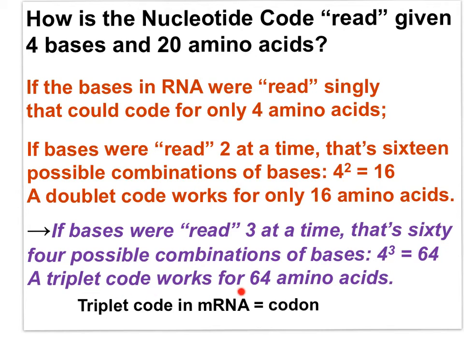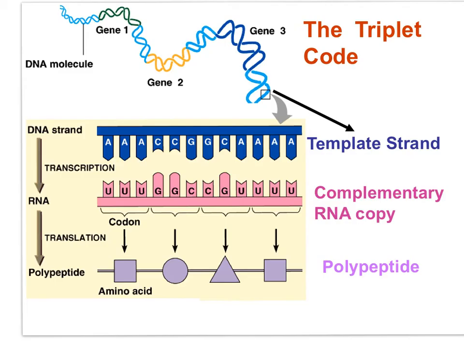A triplet code works for 64 amino acids, but of course there are only 20. So the code has some redundancy, sometimes known as degeneracy. We use a triplet code in mRNA, and that triplet code is called a codon. So once again, a triplet of RNA bases is known as a codon, and it's translated into 1 amino acid. These 12 RNA bases, 4 codons, translate into 4 amino acids in the polypeptide.